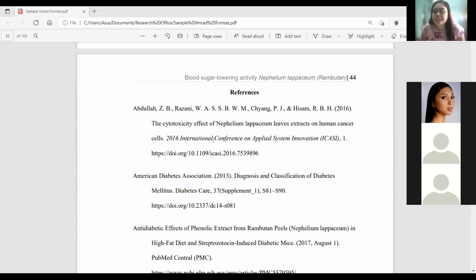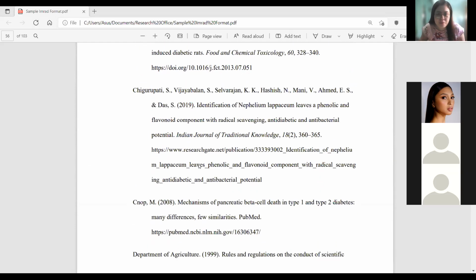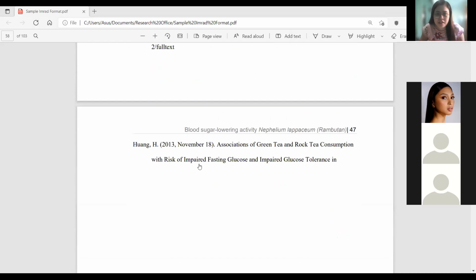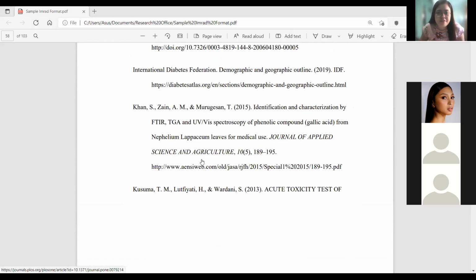But after your methodology, you have to have your references. I have already taught you how to do this last time, so you can review that. How is it done, right? We arrange them alphabetically.